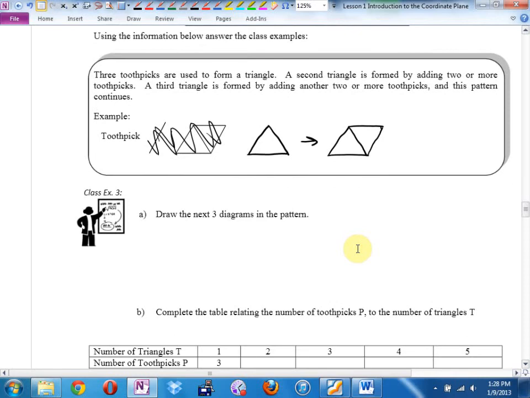Part A says, draw the next 3 diagrams in the pattern. I'm going to continue. So here's my original 3 toothpicks. Write this down. I added 2 toothpicks to get a brand new triangle. I'm going to add 2 more toothpicks. It's going to look like this, Curtis. That would be the next diagram in this pattern.